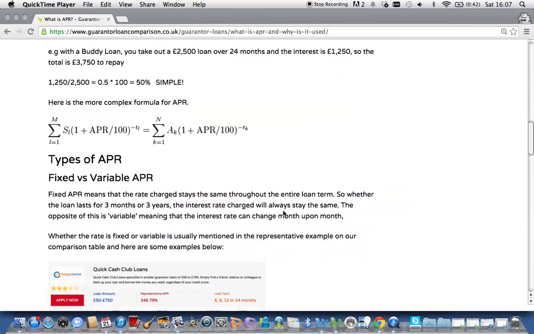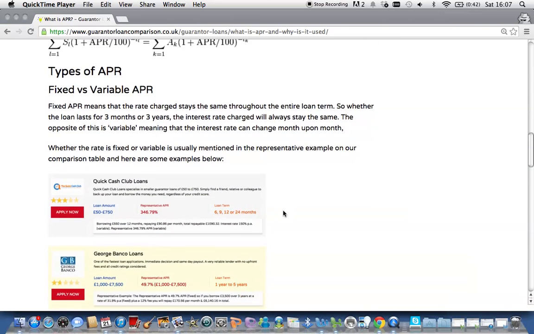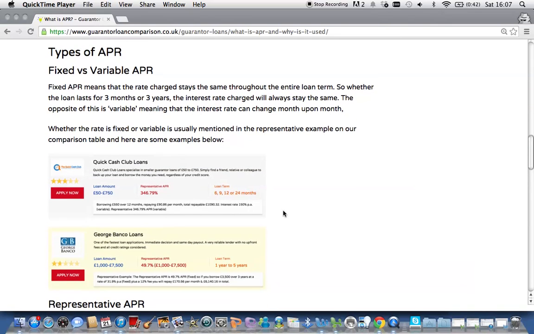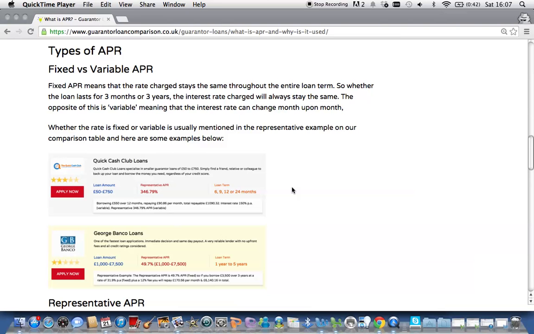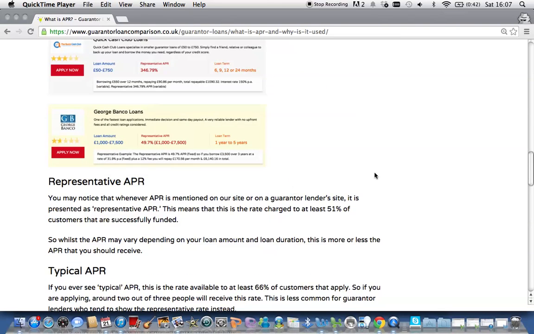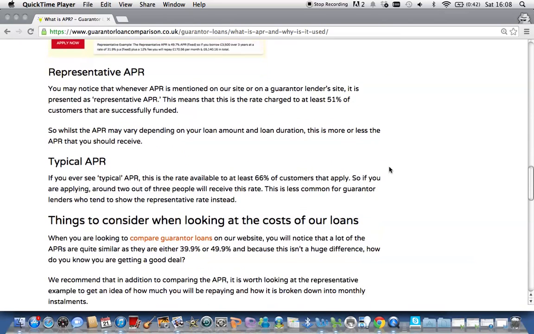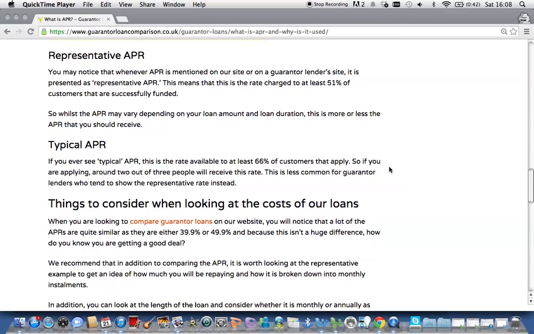There are different types of APR. You have fixed and variable. Fixed means that the rate remains the same throughout the entire loan term. Variable means that it changes during the loan term, so it could cost you more or less depending on how long you have the loan for. And the lender will usually state this in their representative example, and it is important that you double check this before you go ahead. The representative example is usually included because, again, this is a regulatory requirement.